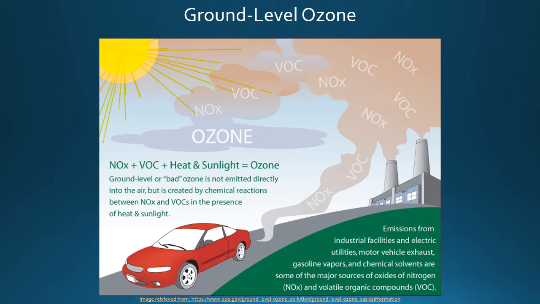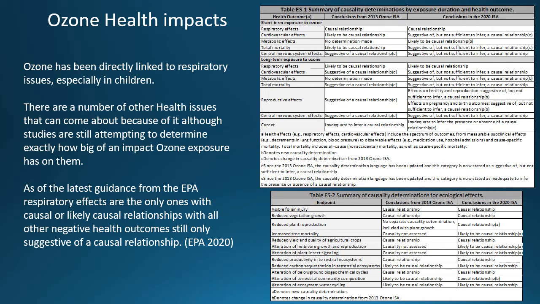Recent epidemiological studies provide generally consistent evidence for associations of long-term ozone exposure with the development of asthma in children. Ozone has been directly linked to respiratory issues, especially in children. Because ozone is less water-soluble compared to other gases, it is able to penetrate to the small airways. There are a number of other health issues that can come about because of it, although studies are still attempting to determine exactly how big of an impact ozone exposure has on them.